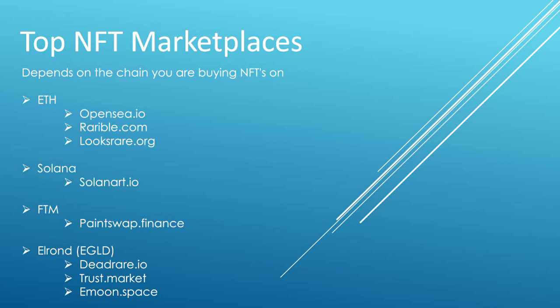So primarily the Elrond network has 3 marketplaces right now. The biggest one is deadrare.io, and then we have Trust Market, and we have eMoon.space. I don't like eMoon too much, but I primarily use Deadrare, and sometimes I also see the Trust marketplace as well. So what I'm going to do in today's video is show you these 3 sites, and what exactly you need to do to buy and sell NFTs on them. So let's get into that now.